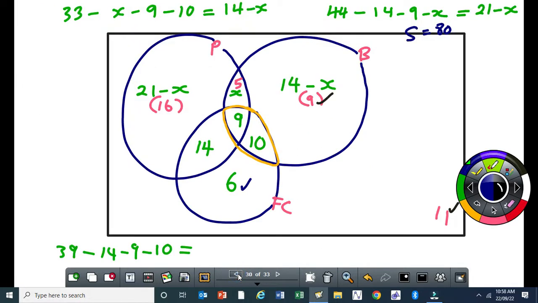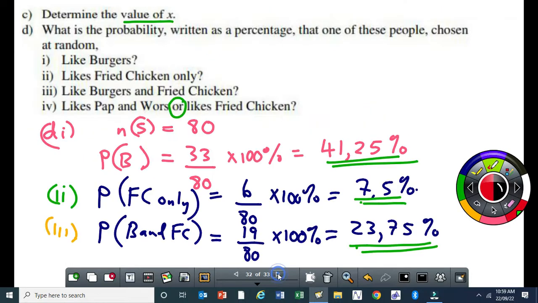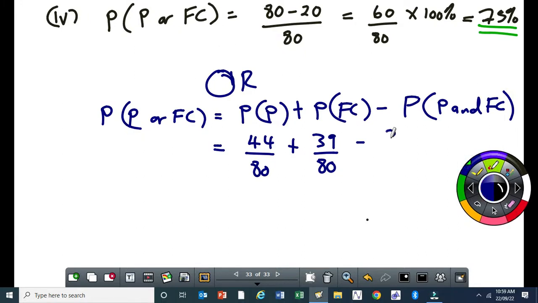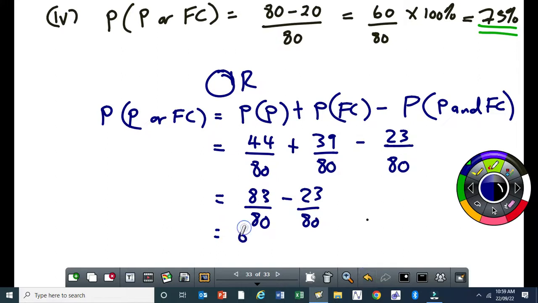It's 23. The intersection of pap and fried chicken is this, being indicated. It's going to be this area here. That's the intersection of eating pap and fried chicken. The total of 14 plus 9, which is what? 23. You must say it with confidence. Right? So that will be 23 over 80. There you get 83 over 80 minus 23 over 80. We will convert it, so we'll get 60 over 80 times 100%. So we get what? 75%. Are you following? We'll use the addition rule. You can use it as well. Alright?